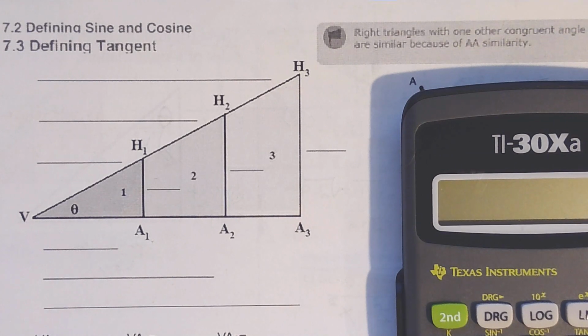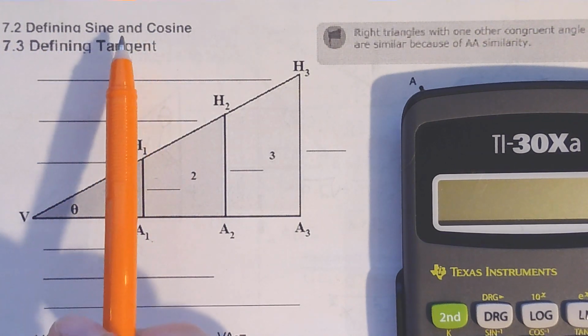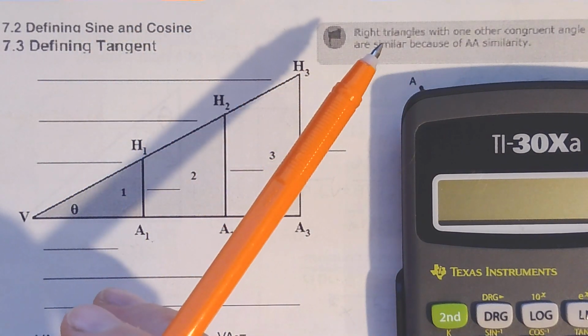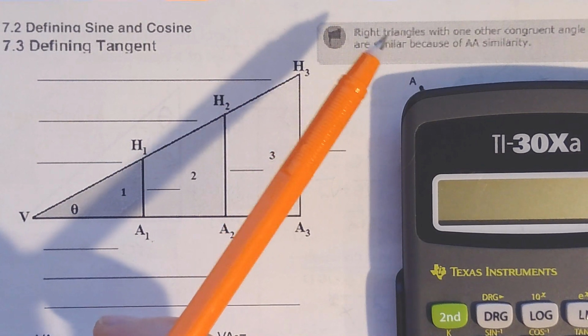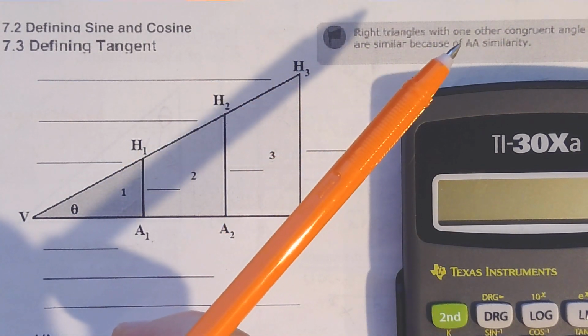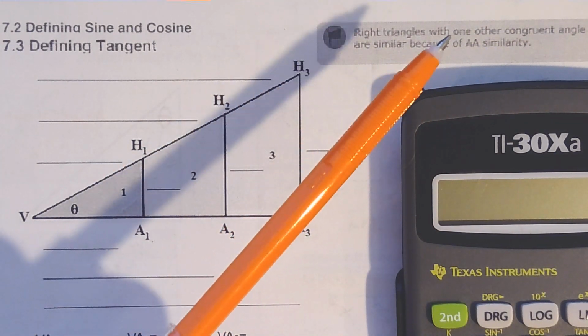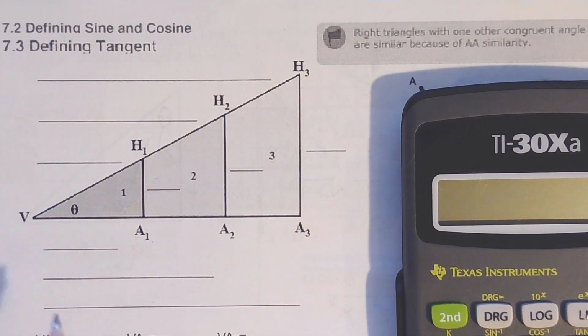proportionality. And these are actually functions in mathematics, specifically trigonometry. These are trigonometric functions, and you can use these and have an understanding that right triangles with one other congruent angle are similar because of the angle-angle similarity. This is one reason that this works.